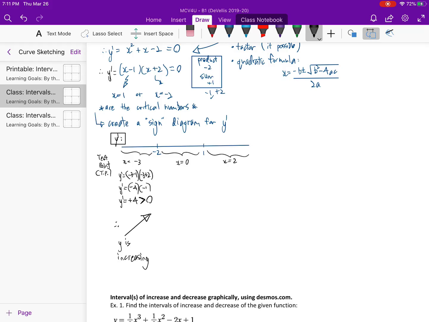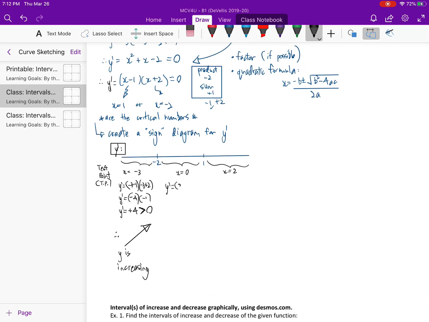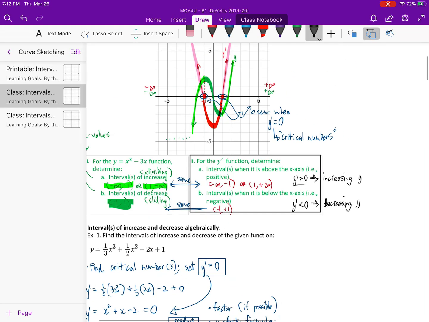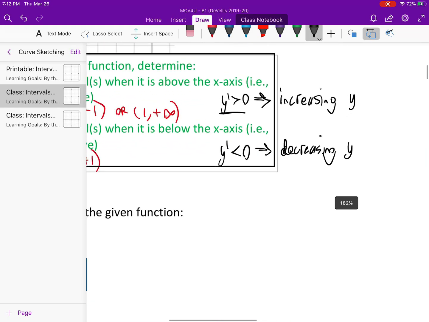Let's do the same thing for x equals 0. Always use the factored form. It's so much easier. 0 in the derivative function: 0 minus 1 times 0 plus 2. Y prime equals negative 1 times 2. Y prime equals negative 2. And that's less than 0. And we notice here, if the derivative is less than 0, we have a decreasing function.